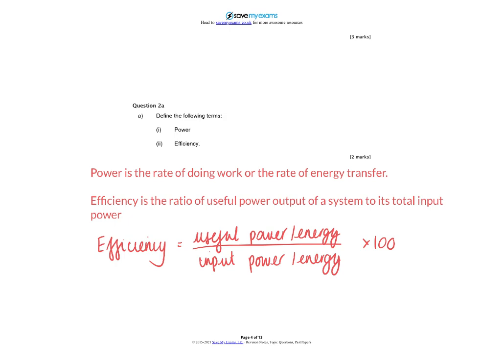Question 2A, define the following terms, power and efficiency. So power is the rate of doing work, or we could say it's the rate of energy transfer by a system. And efficiency is the ratio of the useful power output of a system compared to its total input power. And I pop the equation there as well. We can also do it with energy instead of power, but you do the useful power divided by the input power, and then we usually times it by 100 and give it as a percentage.